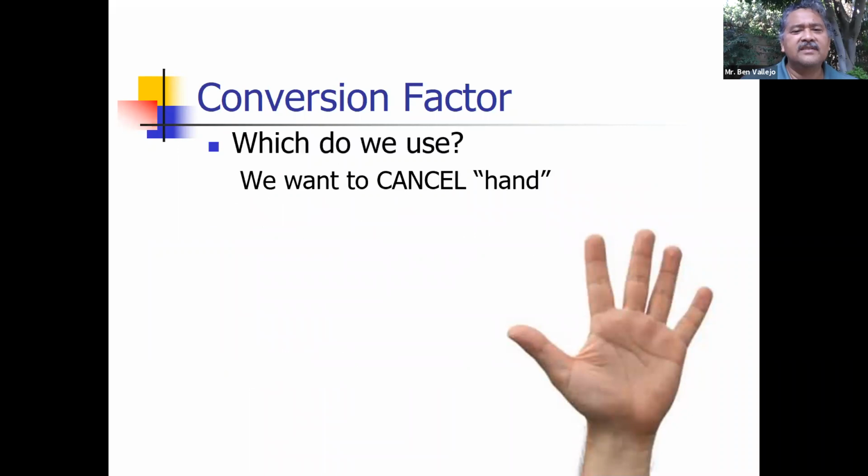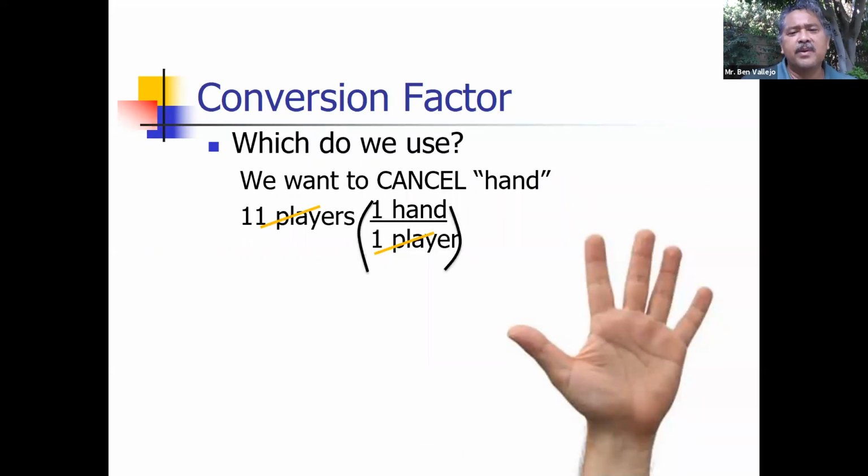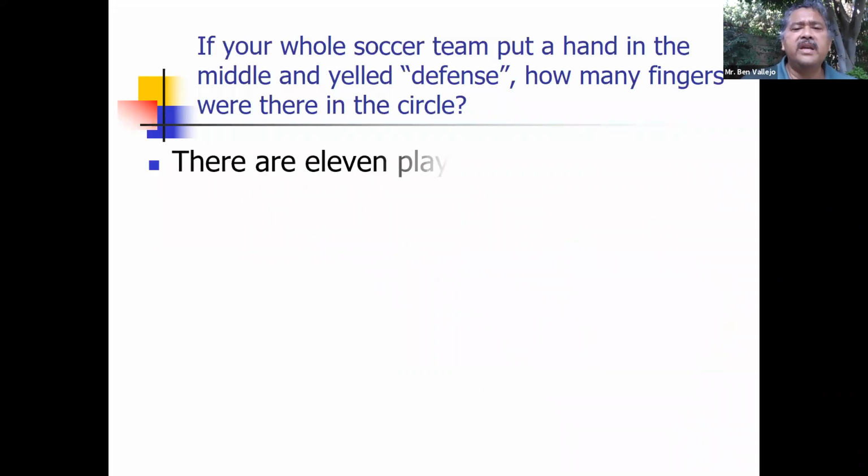All right, so we want to cancel that hand, and here's how we do it. We've already done this, but we need to cancel this hand right here. So the conversion factor is 5 fingers over one hand, and what we're going to do is cancel out hand now. And so we're left with fingers, which is what we wanted.